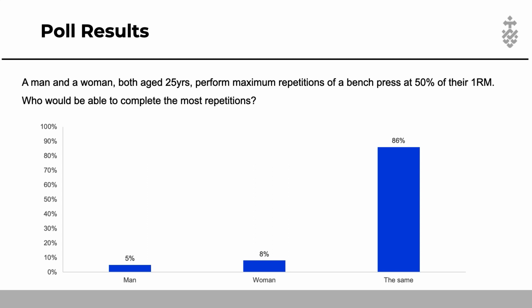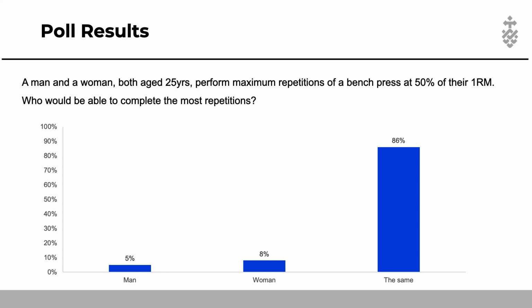Now, most people said the same. That's the obvious answer. That's what I would probably go for as well if I didn't know any more. But I was expecting far more people to say that the male could do more reps. I'm not sure what's happening, but the boys aren't backing themselves on this one. However, we know now that actually at 50% of the 1RM, the female is likely to perform far more repetitions than the male.